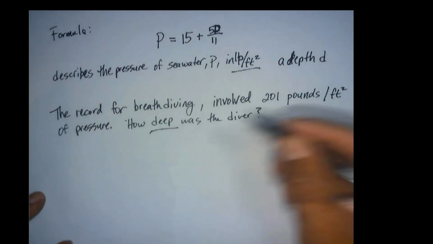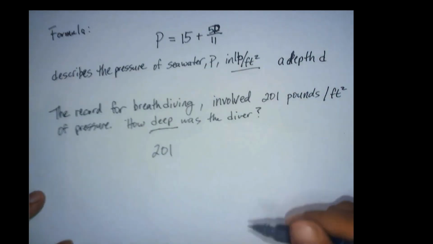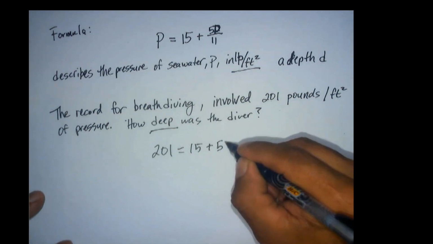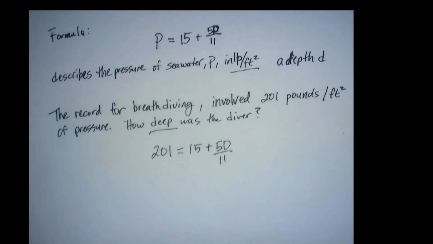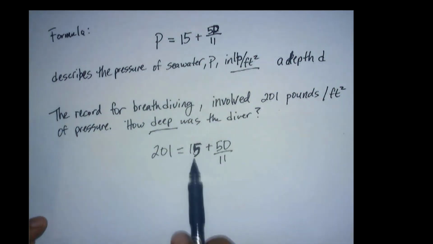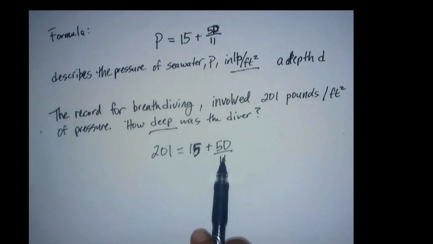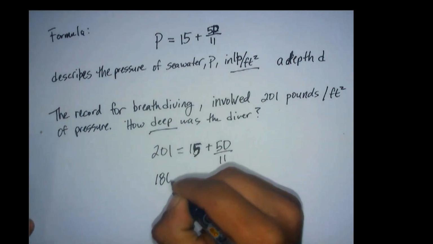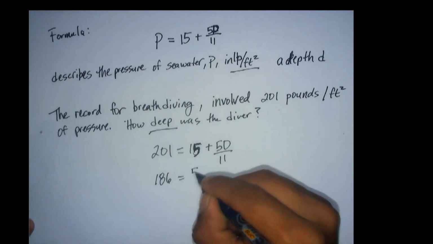Okay, so P is going to be 201, and that's going to equal 15 plus 5D over 11, and I'm going to give you a little trick here. You could multiply everything by 11, but the easier way is to isolate 5D over 11 by itself by subtracting 15 from both sides. So this would be 186 is equal to 5D over 11.